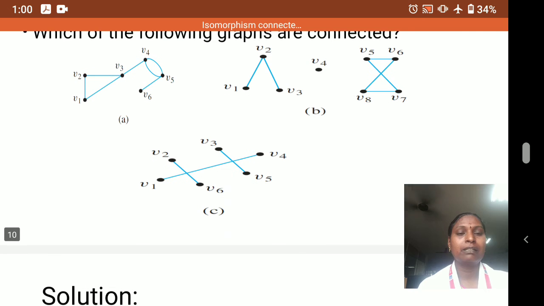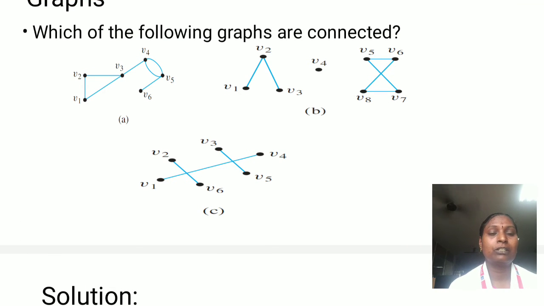Similarly, we can split the graph into sets of graphs. That is, there are three components. V1 V4 is one graph, V2 V6 is one graph, and V3 V5 is another graph. There is no path between V3 and V4, V4 and V5, V2 and V1, V1 and V6. There is no path between these two. There is no path between these two vertices. Therefore, this is a disconnected graph.